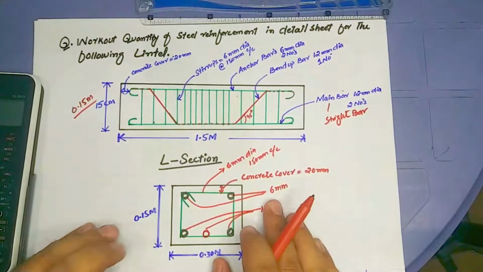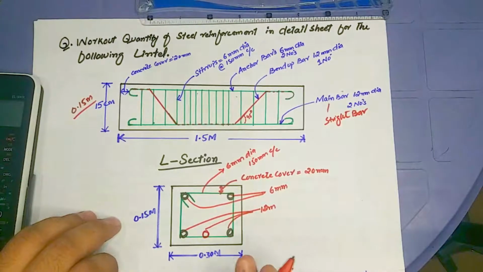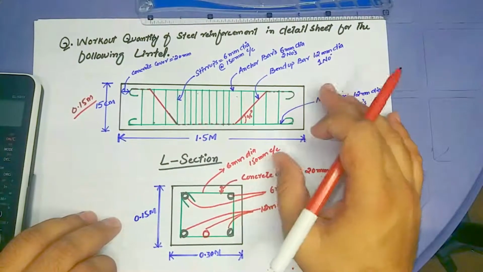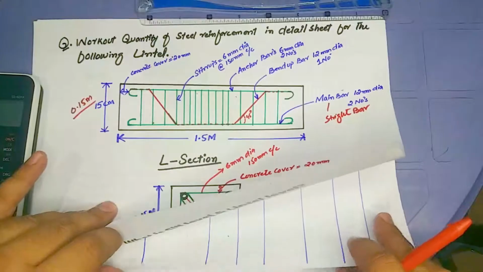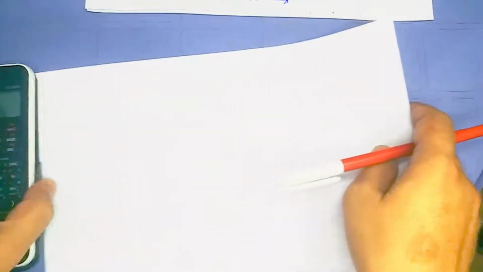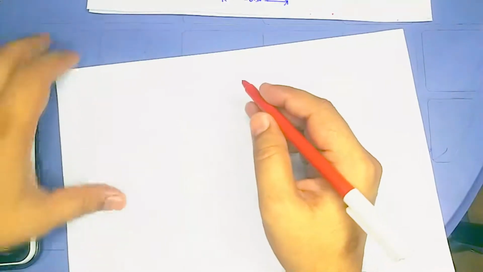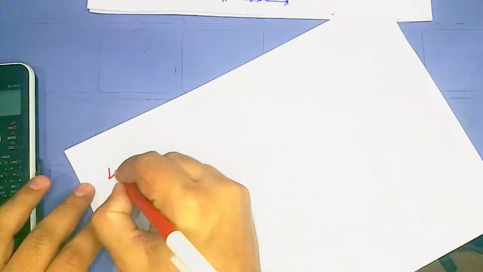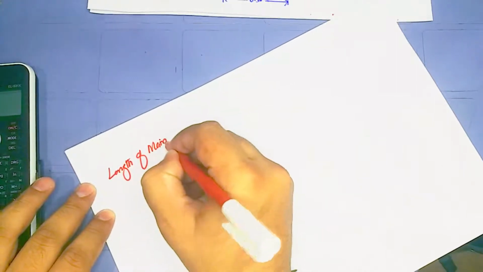So let's start the calculation of how much weight of steel will be used in this 1.5 meter long and 15 centimeter deep lintel. The first step for calculating the quantity of steel will be to start from the length of main bars. So first of all we will find the length of main bars.